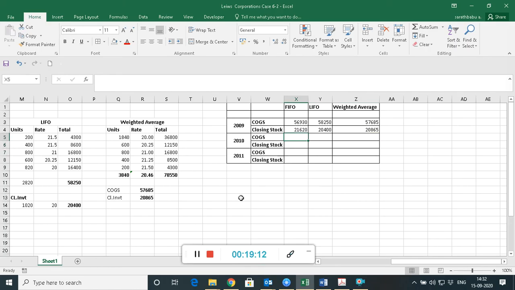If we complete this, then it's pretty easy for us to discuss the implications of different inventory valuation methods on financial statements. It has huge implications. So we need a lot of time to discuss the implications, for which I want you all to solve this case and complete this summary table before coming to the next class. Thank you.